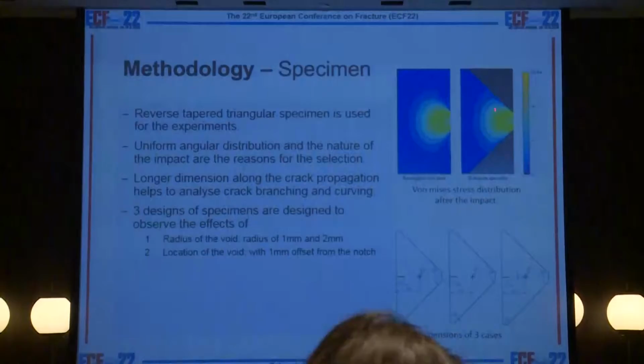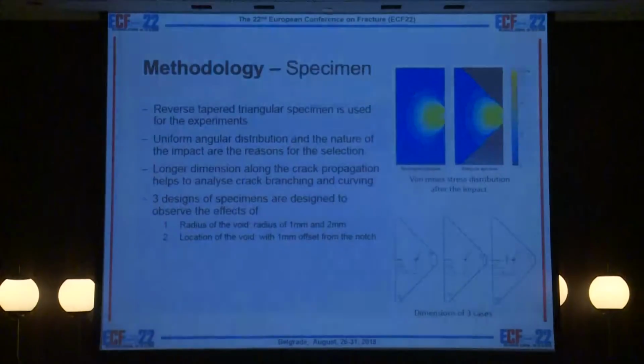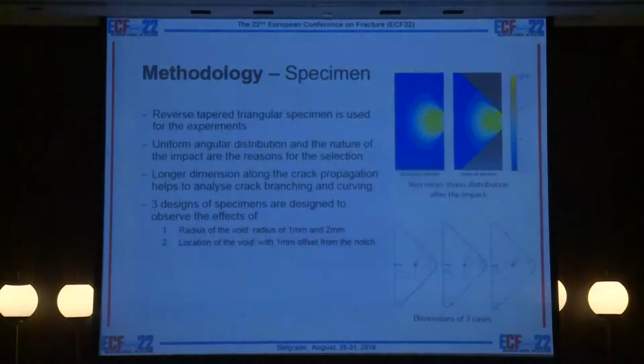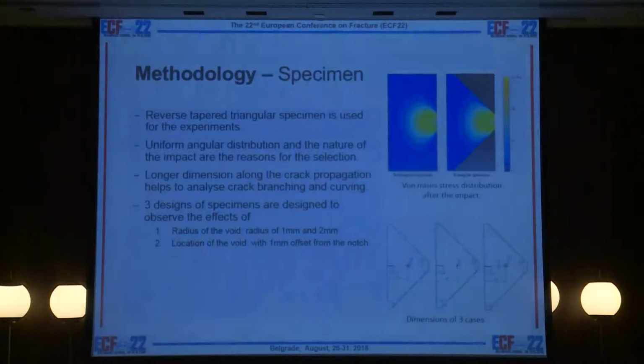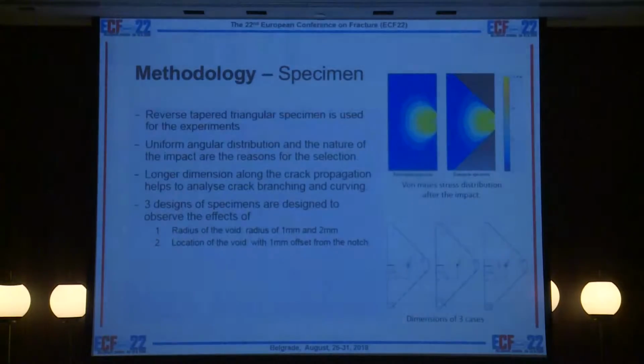I have considered this specimen, a reverse tapered triangular specimen. This is chosen because of the geometry mainly. Load is being applied from this direction, and since the area in this direction is completely touching the load, this is appropriate for the loading conditions, and I have used this specimen to avoid fracture at the edges. For example, if I were to use this, I would be having fracture in these two edges.